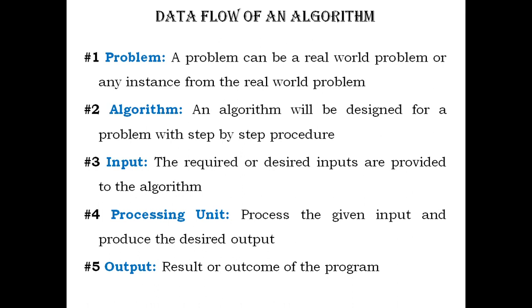Second, algorithm. An algorithm will be designed for a particular problem with step-by-step procedures, as we already saw. Third one, input. The required or desired inputs are always provided to an algorithm. Fourth one, processing unit. It processes the given input and produces the desired output for the user. And finally, fifth one, output. The result or outcome of the program will be displayed or visualized for the users.